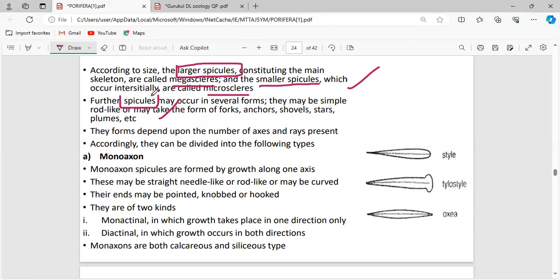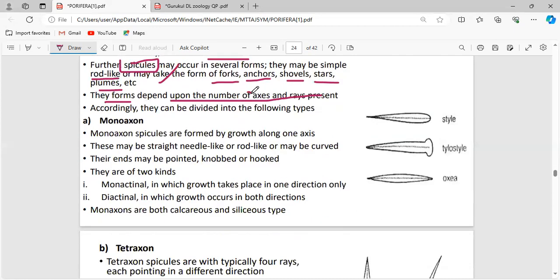These are all the structures. The spicules may occur in different forms. One is a simple rod-like structure, and they may take the form of forks, anchors, shovels, stars, plums. They may occur in different types, but that is the skeletal system of the sponges. These forms depend upon the number of axes and rays. According to the number of axes and rays, the spicules are divided into different types. The first one is monaxon.